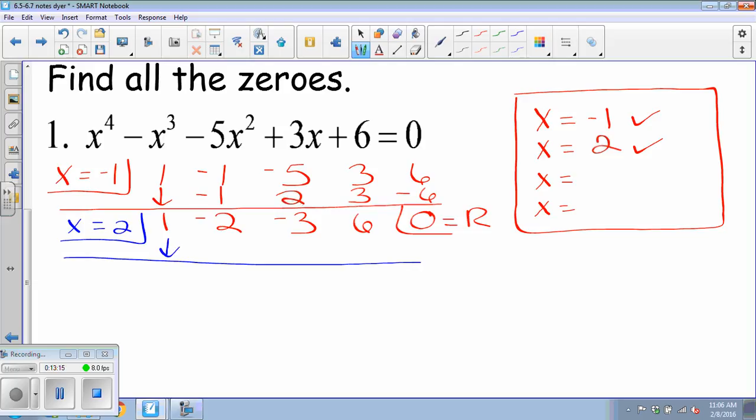And so we bring down the 1. So 1 times 2 is 2. Combine, you get 0. 0 times 2 is 0. Combine, you get -3. -3 times 2 is -6. And combine, and you get 0. And that should have happened, because that's another solution.